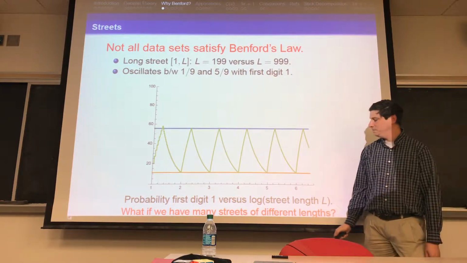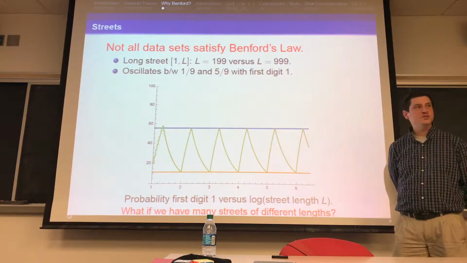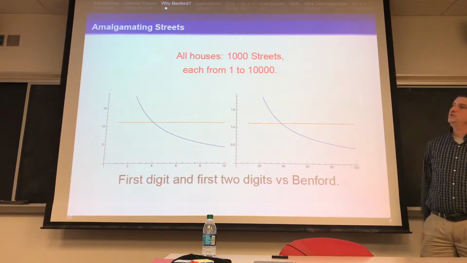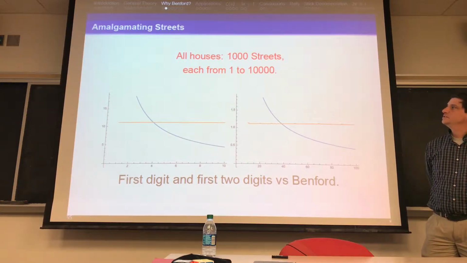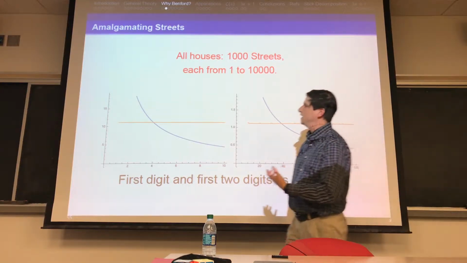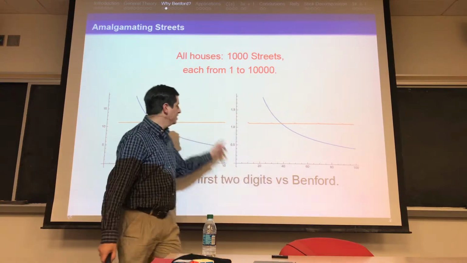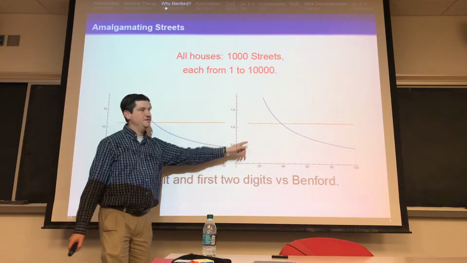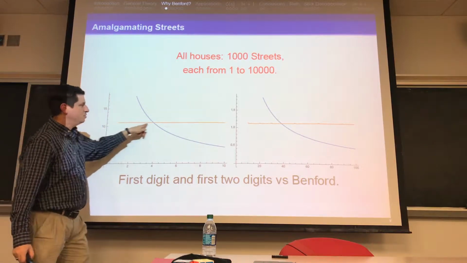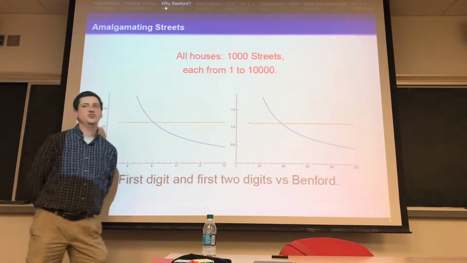What we can do is we can start playing games with what if we had a bunch of streets of different lengths. So here, I'm going to assume we have 1,000 streets, and each street is from 1 to 1,000. And I'm going to look at the first digit and the first 2 digits. And this is the Benford predictions, and this is what we observe. And you can see it's not even close to Benford.